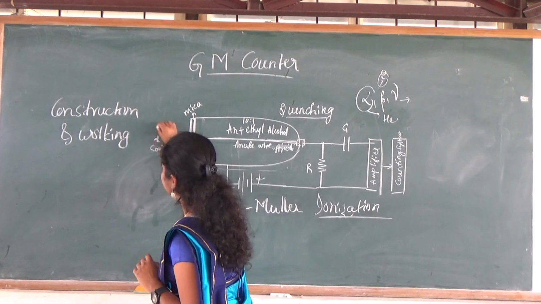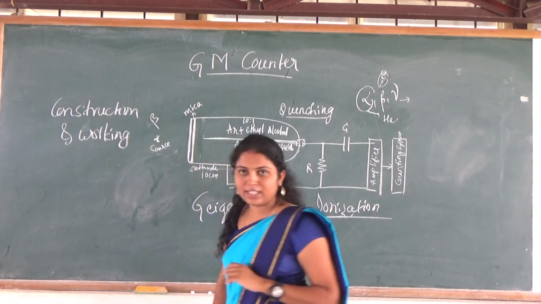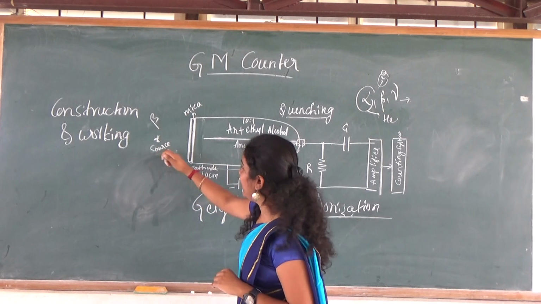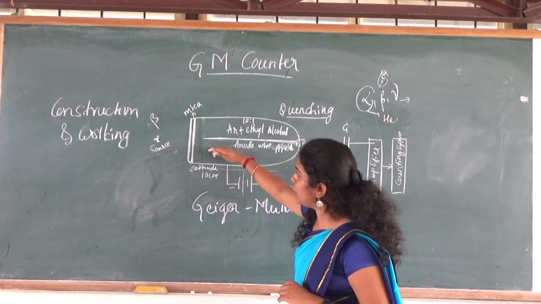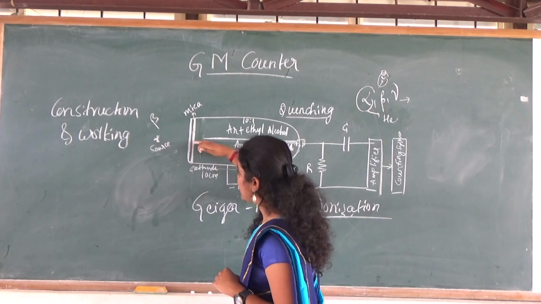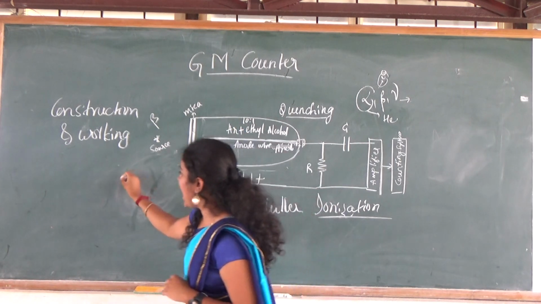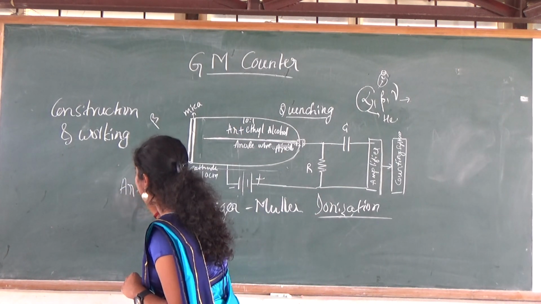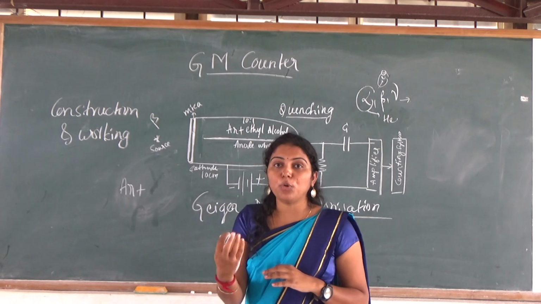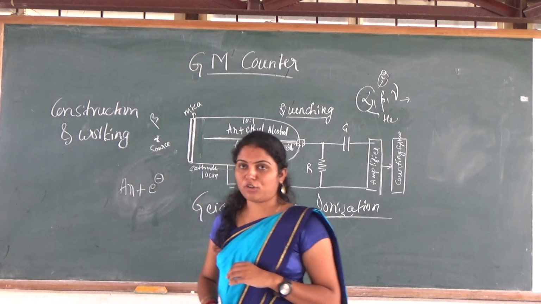There is a source here. It may be alpha, but as I told, we are using a beta source here. The radiation coming from the beta source will enter the tube through this mica window. What happens when the radiation enters the tube? There is argon gas here, right? The argon gas will ionize. As I told, what is ionization? That is the removal of the outermost electron.